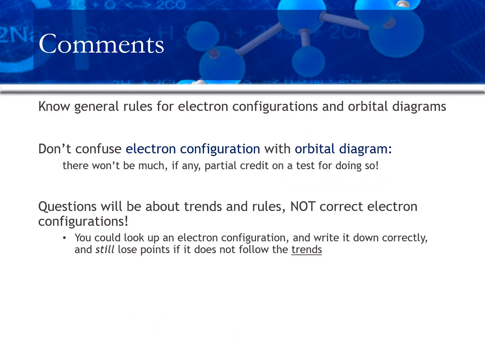So in terms of writing electron configurations, for sure, know the general rules for electron configurations and orbital diagrams. Don't confuse the two. Know what I'm talking about when I use these phrases, because I just don't give much partial credit for mistaking an orbital diagram as an electron configuration. And lastly, we're learning trends in electron configurations. That's the point. The power of a trend is that once you learn the trend, you can make predictions about electron configurations without having to memorize electron configurations for each and every atom on the periodic table. That's too hard. We want a trend to be predictive.